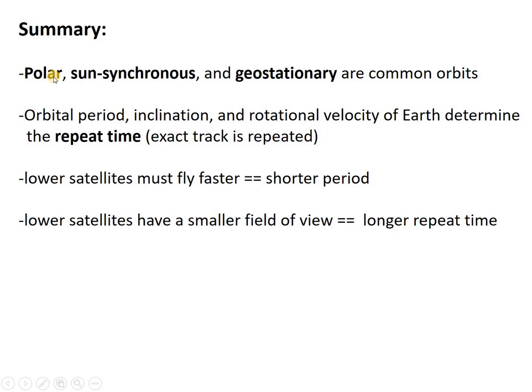So in summary, we talked about 3 orbits: polar, sun-synchronous, and geostationary. We talked about how the orbital period, the inclination, and the rotation of Earth determine the repeat time, or when an exact track might be repeated. We showed that lower satellites must fly faster and have a shorter period. And if you assume those lower satellites have a smaller field of view, then that would often give you a longer repeat time, even though they might be flying a bit faster.